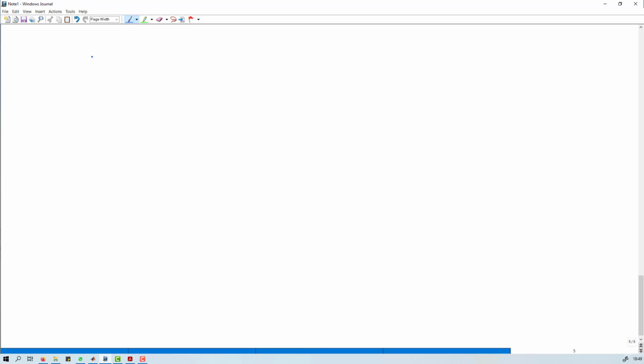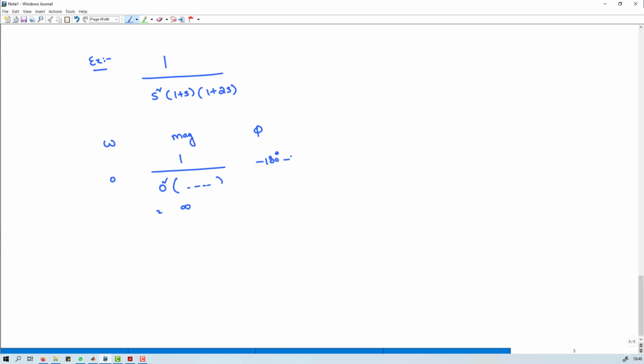So let us go deeper and take one more example: 1 by s square into (1 plus s) into (1 plus 2s). It is the same thing again: we will draw it by substituting values of omega and finding the magnitude and phase. Since we already have some experience, we can write directly: 1 by 0 into anything is 0, so 1 by 0 is infinity. The angle of s square is minus 180. The 1 plus s term gives minus tan inverse of omega, and 1 plus 2s gives minus tan inverse of 2 omega. Substituting omega equal to 0, all these values are 0, so the angle is minus 180 minus 0, which is minus 180.